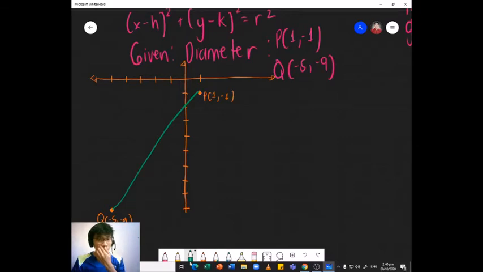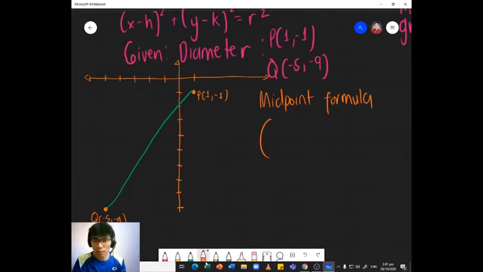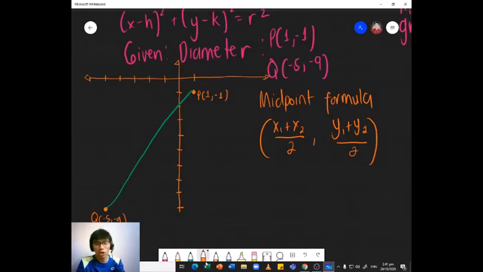So in order for us to identify the midpoint of our diameter, we need to use the midpoint formula. What is the midpoint formula? Since we are trying to get the coordinate, it is in the form x sub 1 plus x sub 2 all over 2 for the x coordinate, and y sub 1 plus y sub 2 all over 2 for the y coordinate. So that is our midpoint formula. We need to find the location of the center of this diameter, ladies and gentlemen.